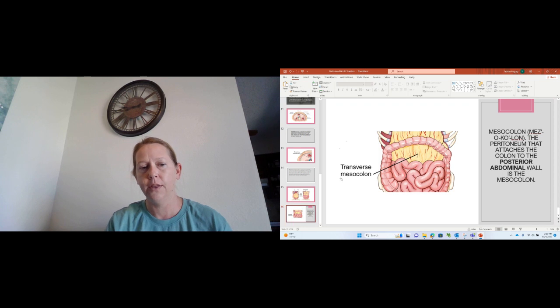So the transverse mesocolon is just the name for this part up underneath here. And if you see the words transverse, this is the transverse colon. Meso means middle. It's the middle of the transverse mesocolon. It attaches to the posterior abdominal wall.